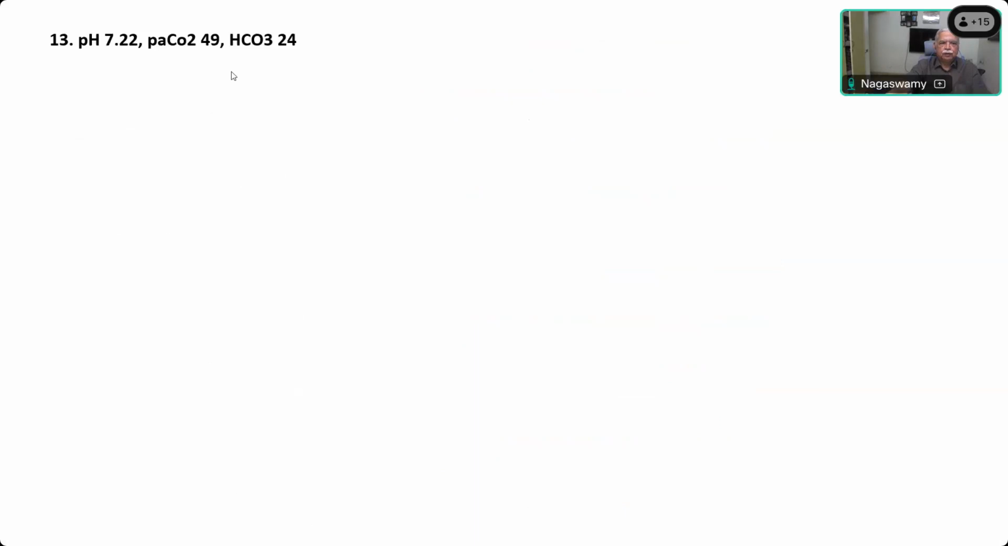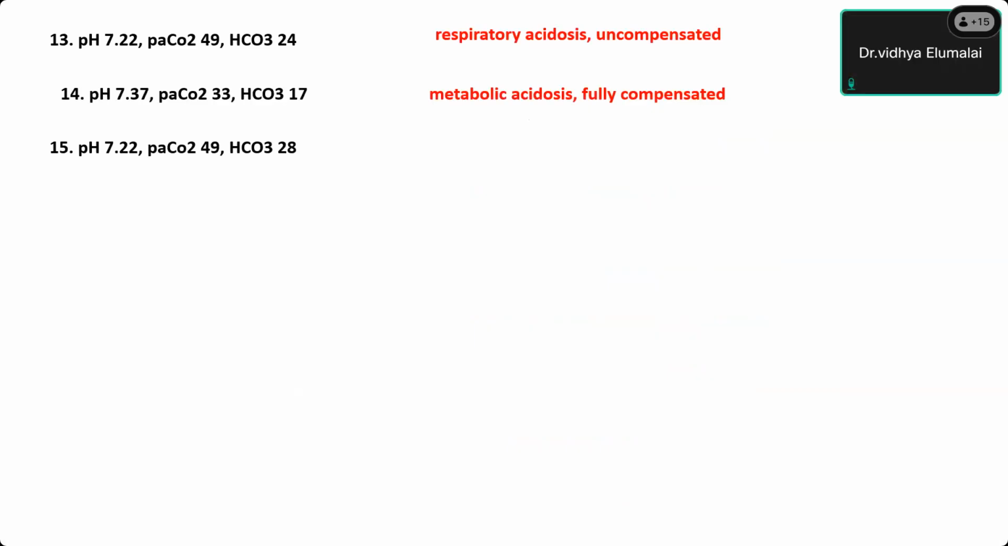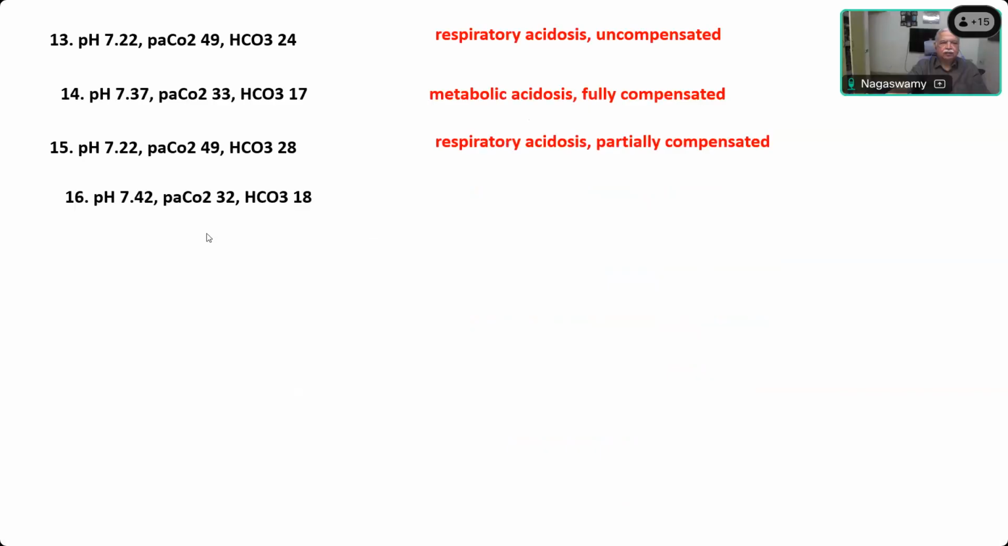pH 7.22, PaCO2 49, bicarb 24. Uncompensated respiratory acidosis. pH 7.37, PaCO2 33, bicarb 17. Metabolic acidosis with partial compensation, fully compensated. Very good. pH 7.22, PaCO2 49, bicarb 28. Respiratory acidosis, partially compensated. Very good. pH 7.42, PaCO2 32, bicarb 18.